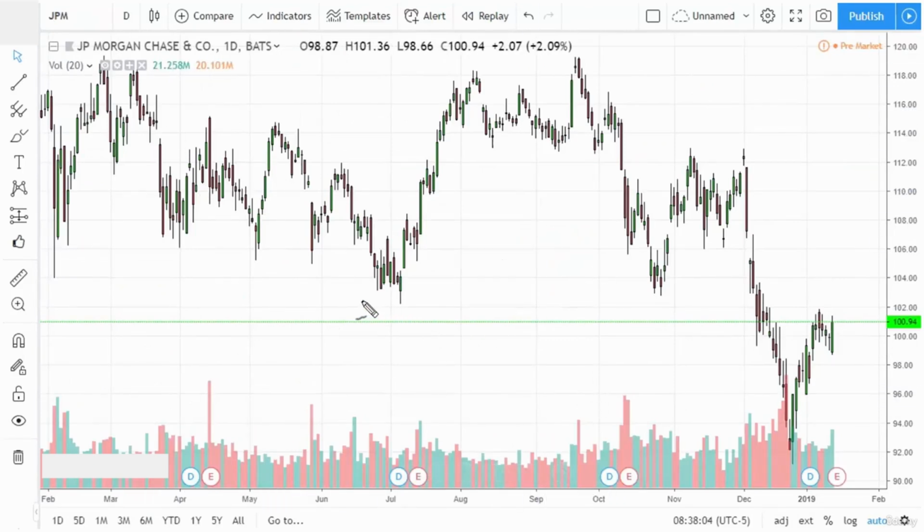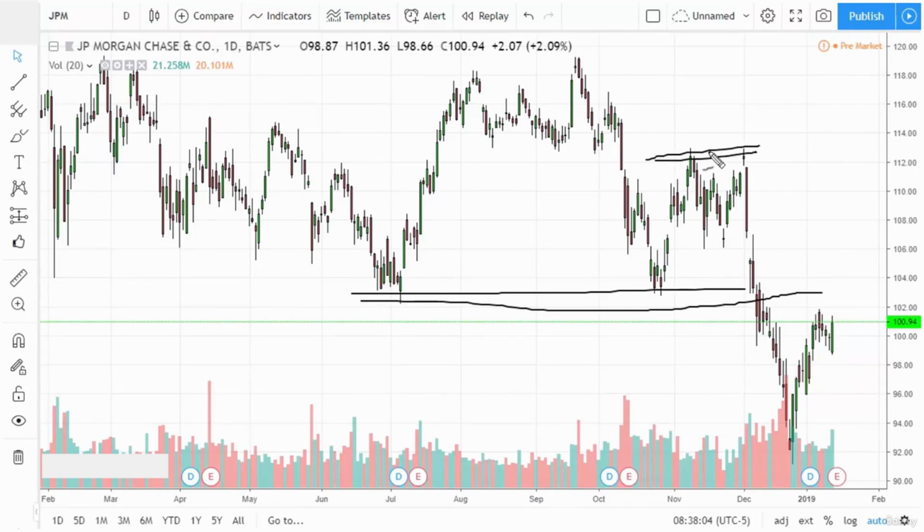So JP Morgan, we've had some support here. I suspect there'll be some sellers right up here. There's resistance here, but there was also support there. There's people who, once that broke and it came back, are willing to get out of their positions to break even, to kind of save their accounts a bit. They've been spooked back out of the market.